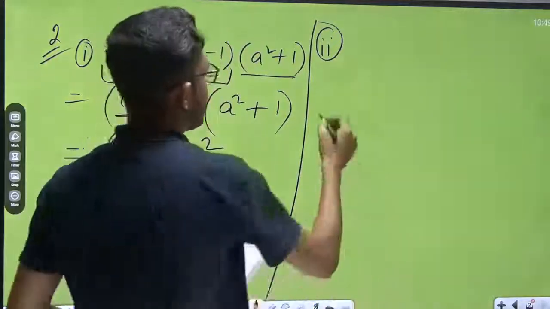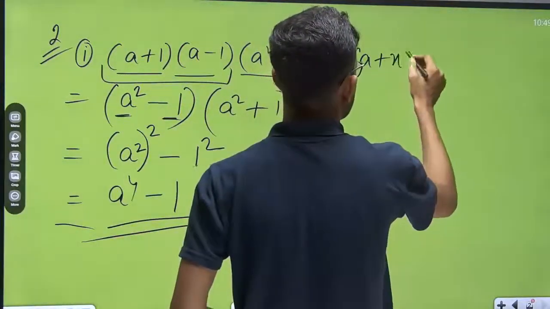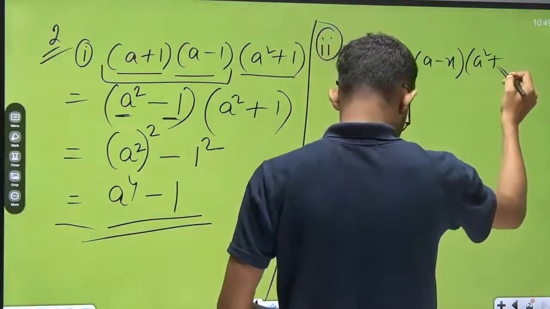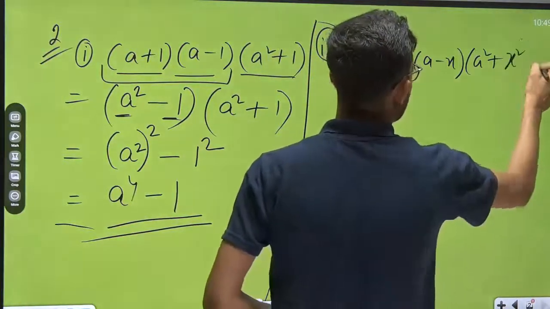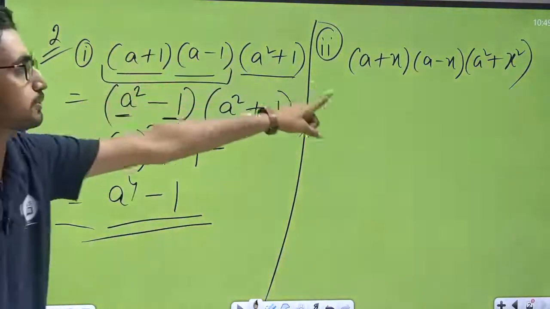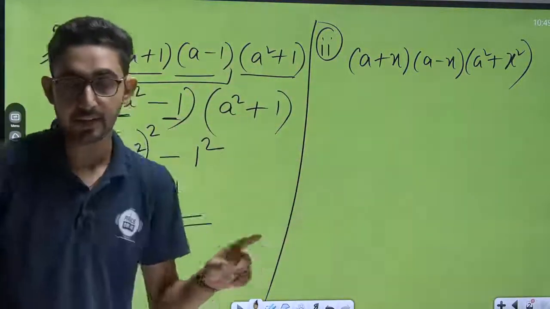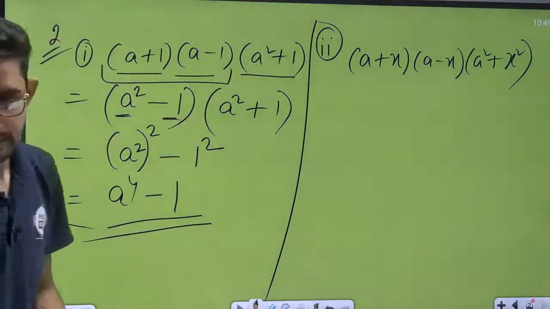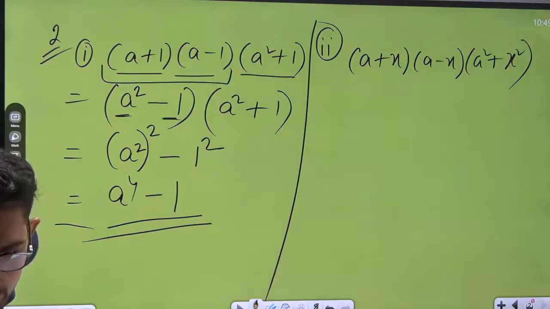Okay, now see all of you. Next question, question number second part. Let's see. Second part is there. What is the question? Let's see. In this question, A plus X, A minus X, and A square plus X square are given. That is your question. If you observe here, the same question is this. First question and second question, both questions are the same.